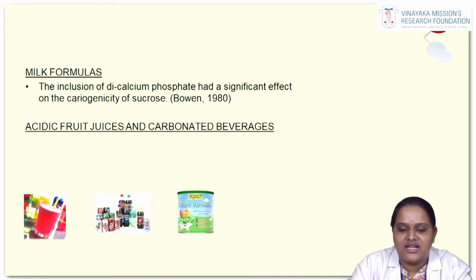This is about milk formulas. This includes dicalcium phosphate, which has high significance for cariogenicity, and the sucrose that is added to it worsens the cariogenic process even more. This is given by Bowen in the year 1980.